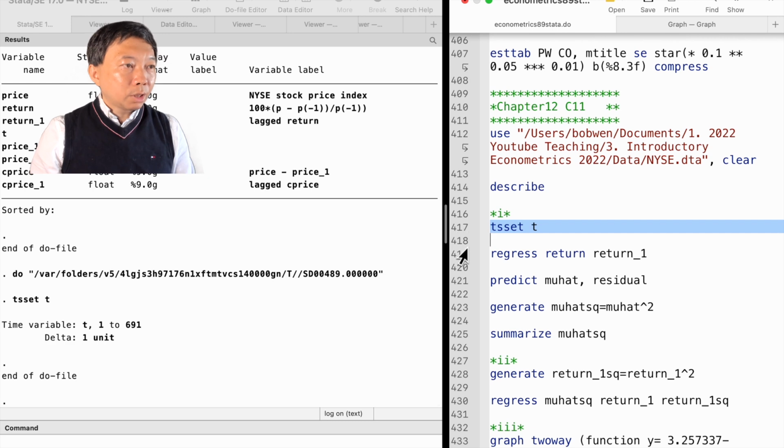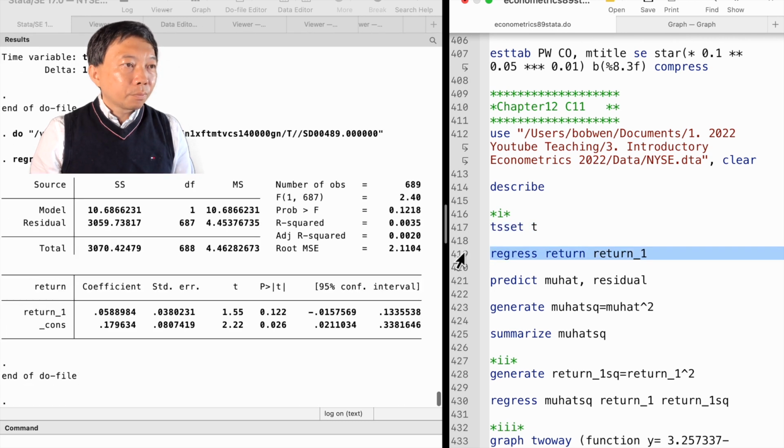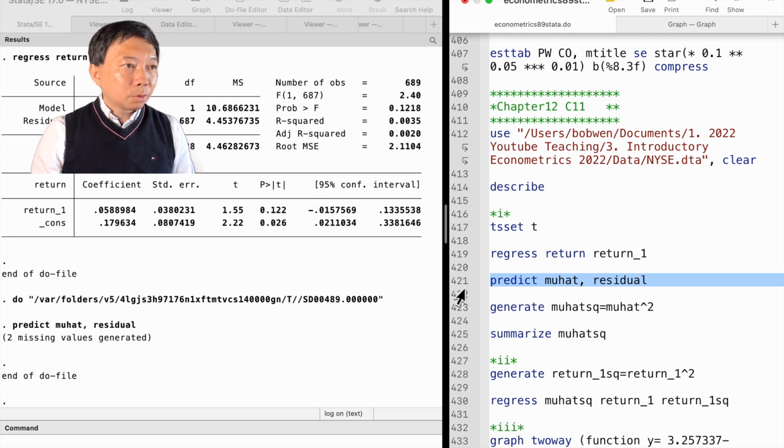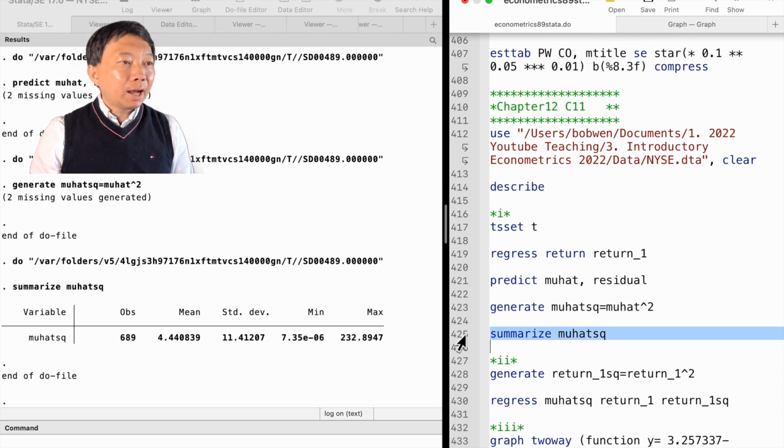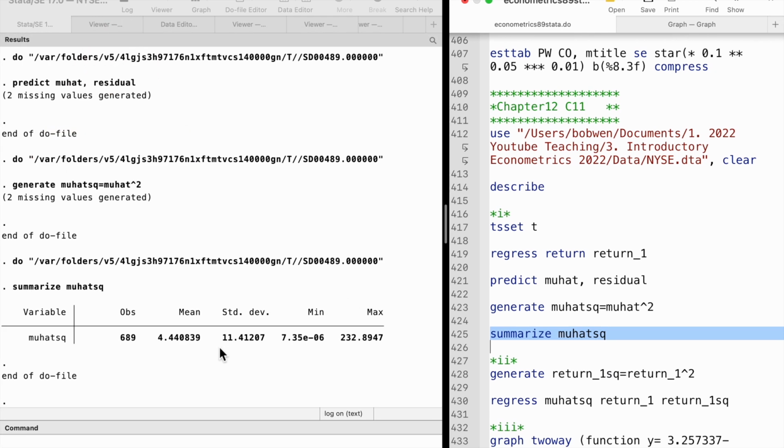We regress return on its first lag. Then we store the residuals using the predict command with the residual option. After that, we generate the squared residuals. We name it mu hat squared. Finally, we find the average, minimum, and maximum values of mu hat squared using the summarize command.